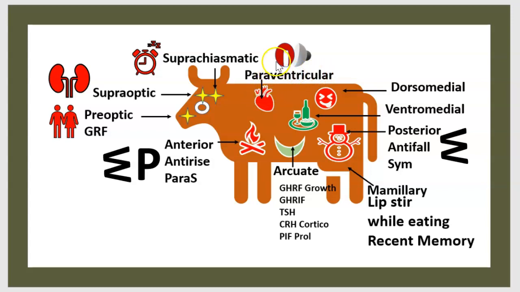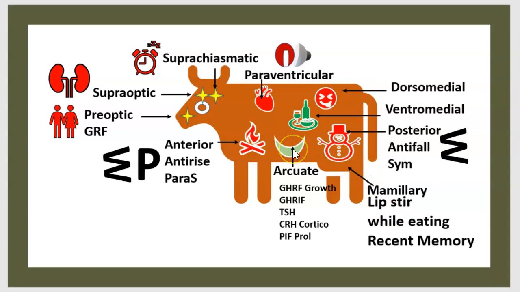Paraventricular is about oxytocin. Dorsomedial nucleus is about hunger and thirst. Ventromedial nucleus is about satiety and a good reward. Mammillary is about lip stir while eating and recent memory.